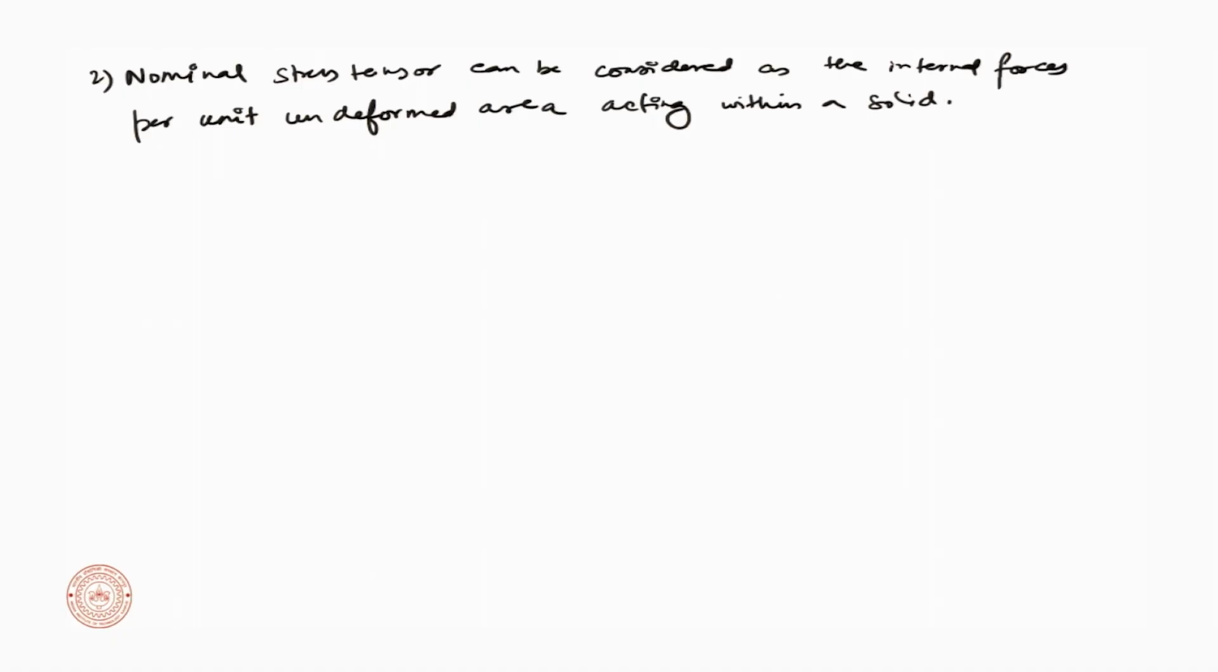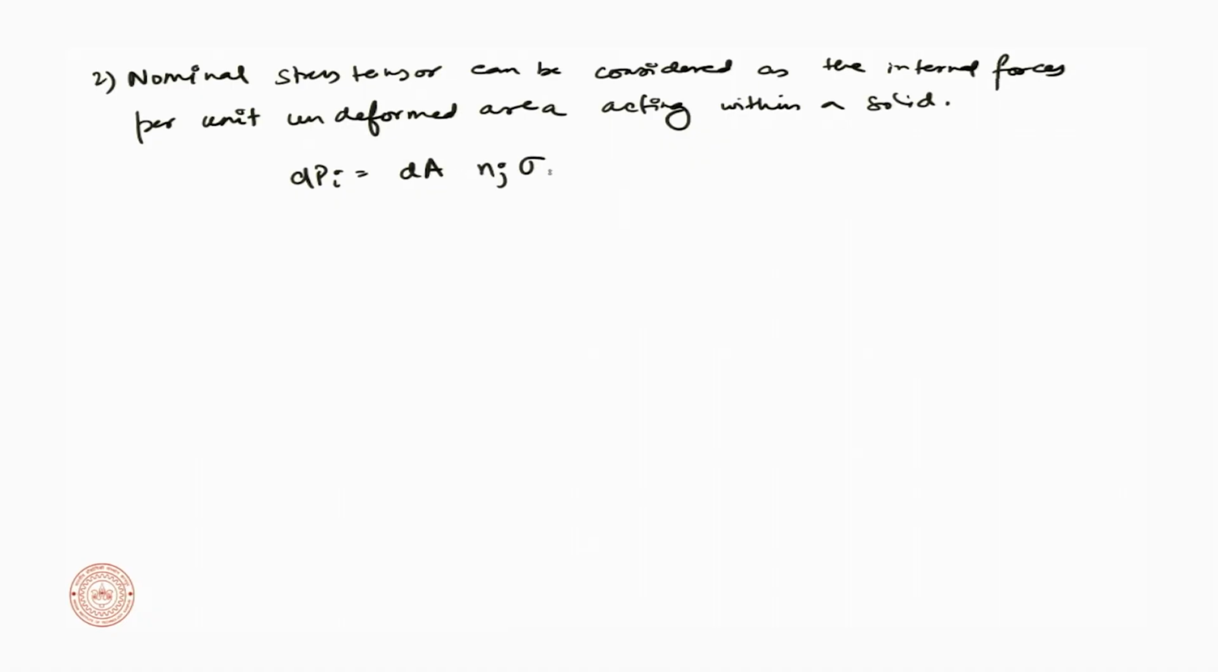Okay. So, Cauchy stress was final force by final or deformed area. This is the final force, or the actual internal force, divided by the undeformed area. So, we need to have a transformation of the final area to our initial area. Let us see what was our Cauchy stress. So, dpi was equal to dA, that is our deformed area, into nj sigma ji. This is what we have done for the Cauchy stress. Now, this force remains the same. The area needs to go from A to A naught.